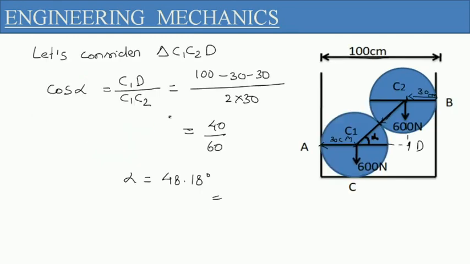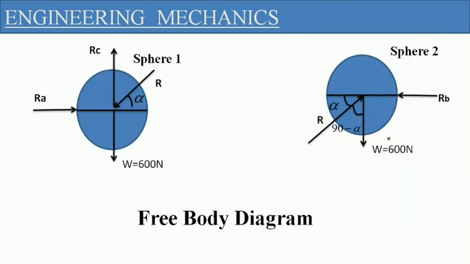To draw the free body diagram, we will take each sphere and draw the free body diagram separately. So first consider this sphere 1. So the free body diagram for sphere 1: here we will first draw the center of the sphere, because the line of action of all the forces passes through the centers only, and the first force should be the weight of the sphere.